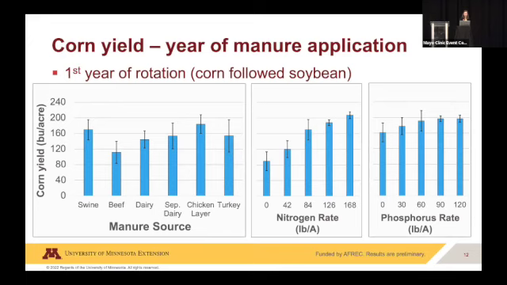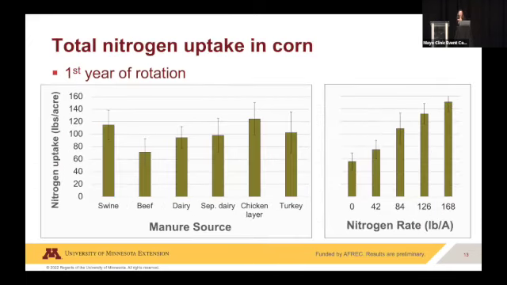So the next thing we did is we wanted to look at nutrient uptake of the corn. So we harvested corn by hand. We went in and took some plants and then chopped them off about a foot or so above the surface. And we measured the nitrogen in the stalks, the cobs, and the grain. Added that all together to get how much nitrogen was taken up in pounds per acre.